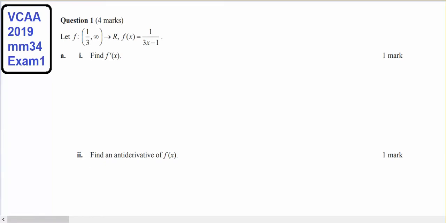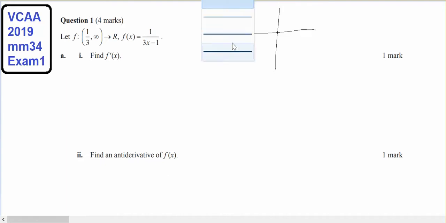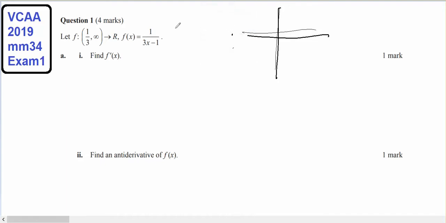This is for mathematical methods. It comes out of VCAA 2019 Exam 1. That's question number 1. So we have this hyperbola with the restricted domain. The hyperbola would normally sit like this with an asymptote running across here and at 1/3.